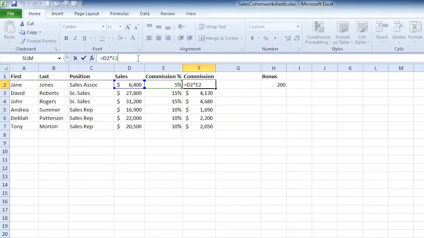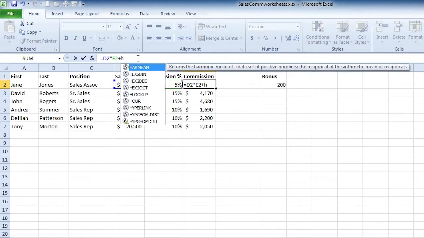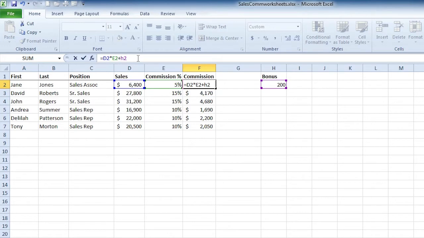So we could just come to the end of that formula, and I see you've clicked in the formula bar, which is where we edit formulas. And let's just type in plus H2. How about that? It highlighted it, exactly. Now, let's just accept that formula.